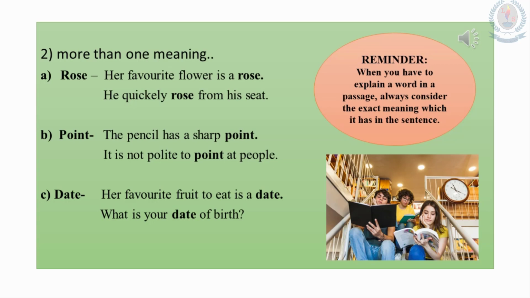And also the second one, B, point. The pencil has a sharp point. And also we can use, it is not polite to point at people. Example C, date. Her favorite fruit to eat is a date. Next one, what is your date of birth?